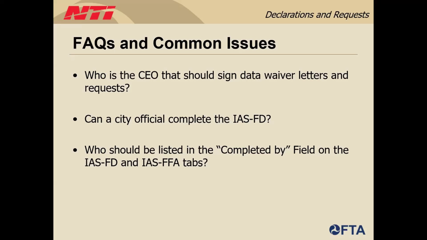Another issue that analysts sometimes see is on the IAS-FD tab or the IAS-FFA tab of the D10 form, how agencies will input their own agency name or even the person filling out the D10 form in the completed by fields. Agencies should not input anything other than the name of the auditor's firm in the completed by field and the dates that they were completed on the D10 form.